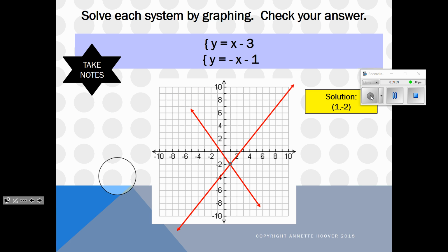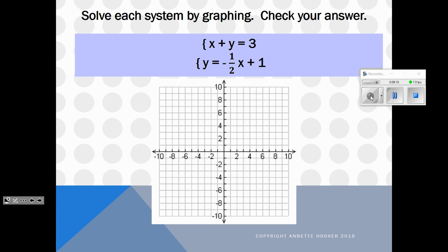So with graphing, if you're not sure, it's always good to check to make sure mathematically that you have the right solution. Okay, the first line here is not put in slope-intercept form, so we're going to move the x term over here so that it will be in slope-intercept form.